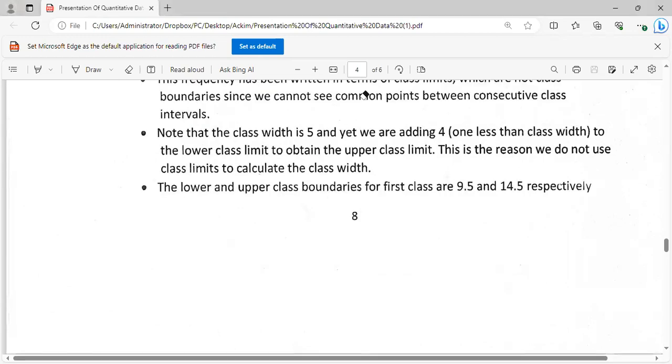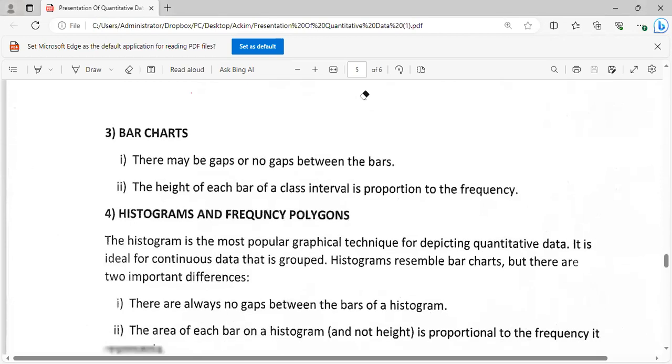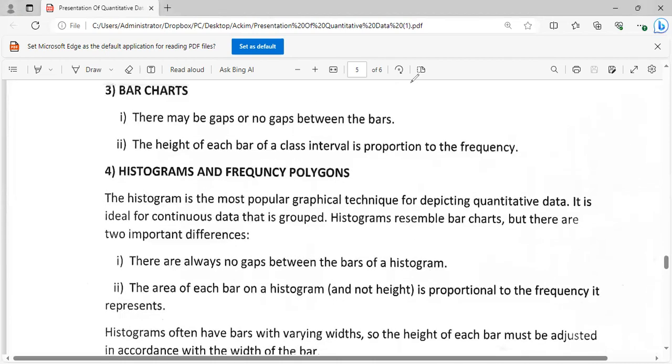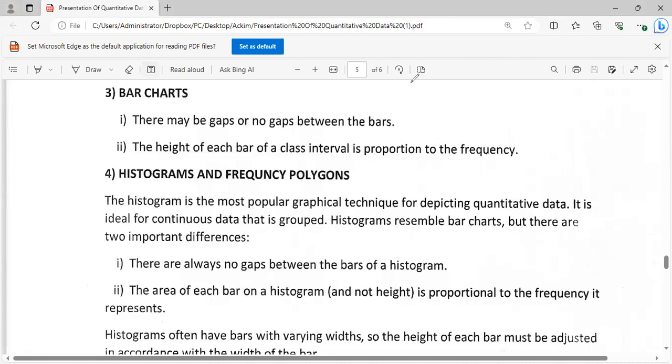So then what's the next thing? Of course, the bar charts. The bar charts, we looked at, I think we looked at one in the previous slide. So now here are the major differences which you have to know. Here we will look at the bar chart and the histogram.